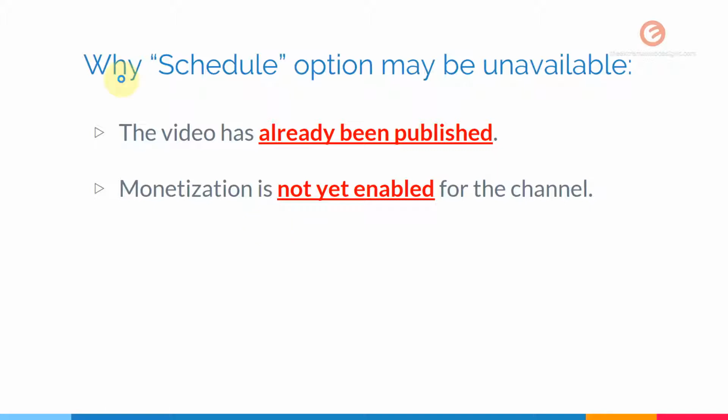So whenever you're trying to publish a video, just make sure that you select the privacy setting as scheduled and you're good to go. So let's move on to the second reason why scheduling option may not be available. The reason is that you probably may not have monetization enabled for the channel. If you have not done this yet, it's very easy to do so. Let's see how to go about that.